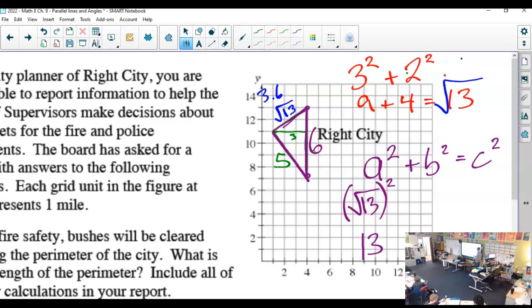I saw a lot of hands shoot up and then go down. You want to keep going? Not the square root of 13, but square root of 13 squared plus 5 squared equal to 6 squared. So this is when using the exact will be better. What's 5 squared? 25. What is 6 squared? 36. Are these equal? No. Is Right City right? No. So maybe we should rename it Wrong City.